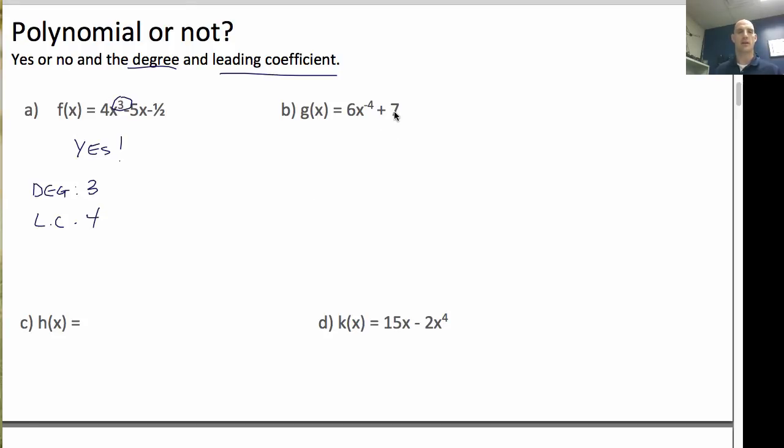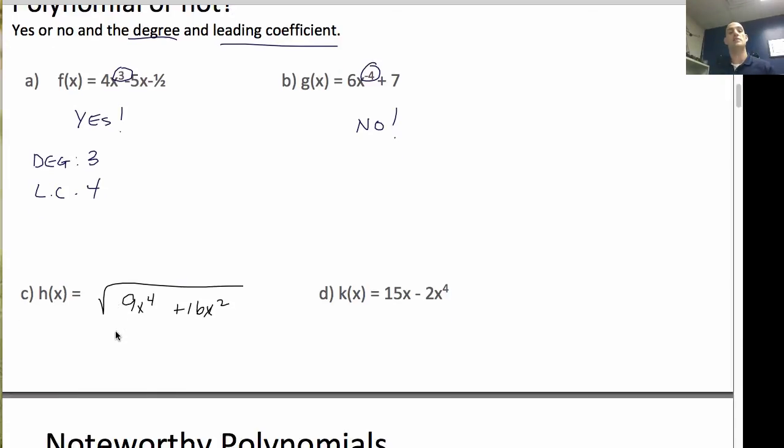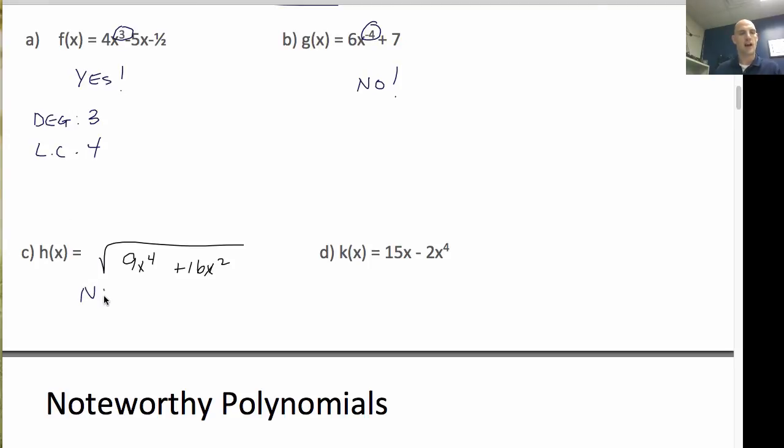In B, 6x to the minus 4 plus 7. No. Okay, this is no because it's got a negative exponent. H of x, let me draw this one in for you. This is what we're looking at in h of x. The big square root is 9x to the fourth plus 16x squared. Okay, so sometimes you're going to have to simplify these to see if it actually is a polynomial. But in this case, this is not, because this does not equal 3x squared plus 4x. Okay, you can't just take the square root of both terms. That doesn't work. Okay, it's not equal to that, so this is not a polynomial because it's got this big square root.